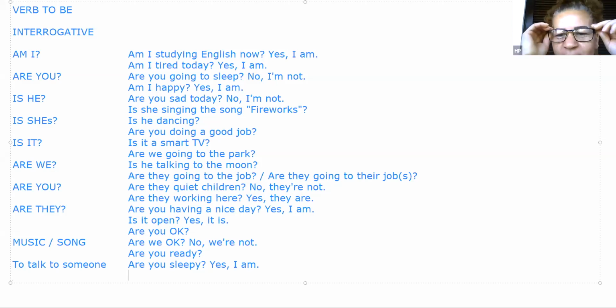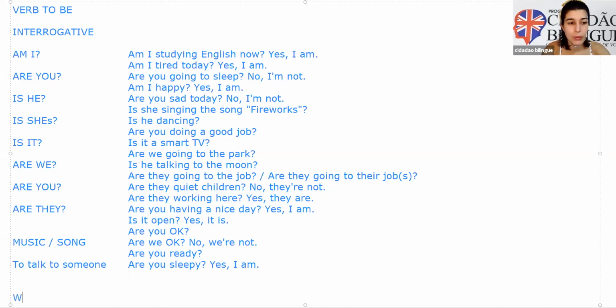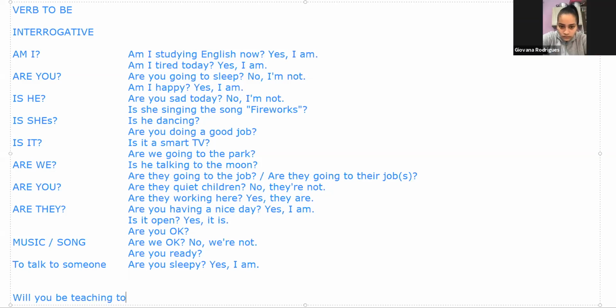Uh-huh. Eu pensei em colocar uma aqui. Will your teacher tomorrow? Yes, but e aí eu queria saber como é que eu coloco esse verbo. Você dará aula amanhã, teacher? Will you? It would be like this. Will you be teaching tomorrow?